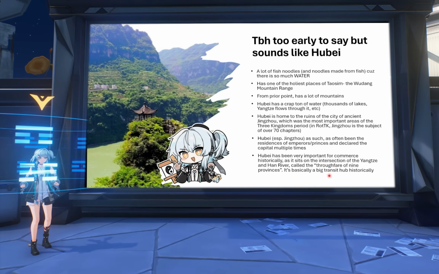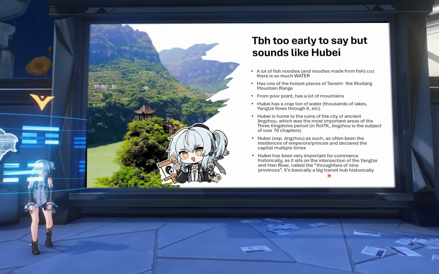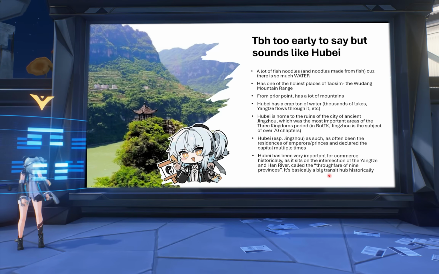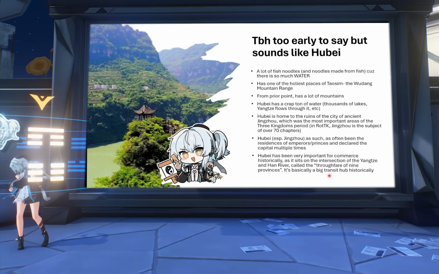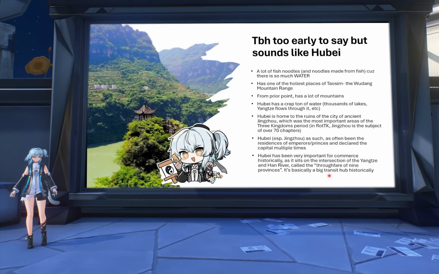And we know that Mengzhou is really big on commerce as well as Taoism. So when you put all these points together, this is probably, in my eyes, currently the biggest, most likely contender, but we don't really know for sure, right?